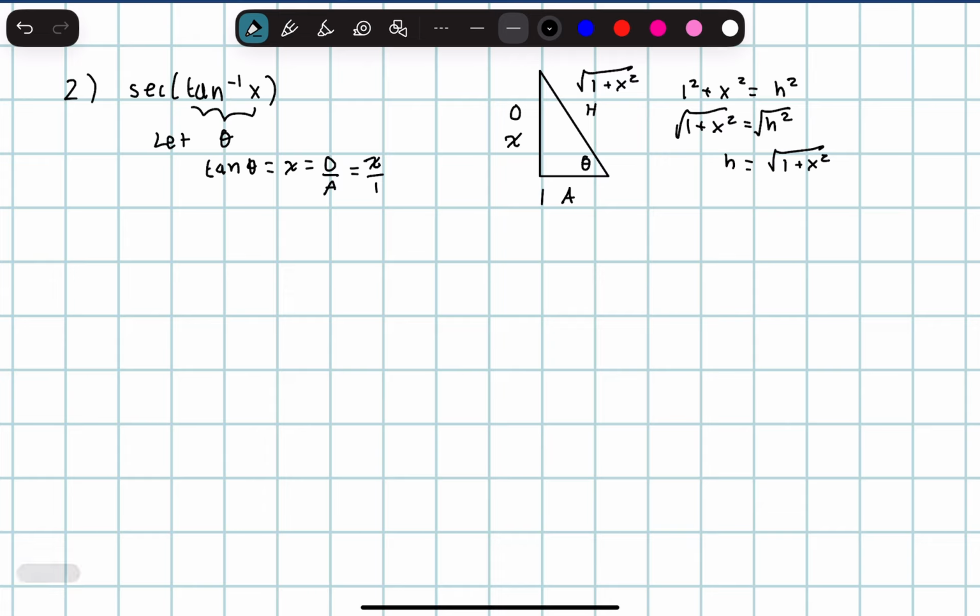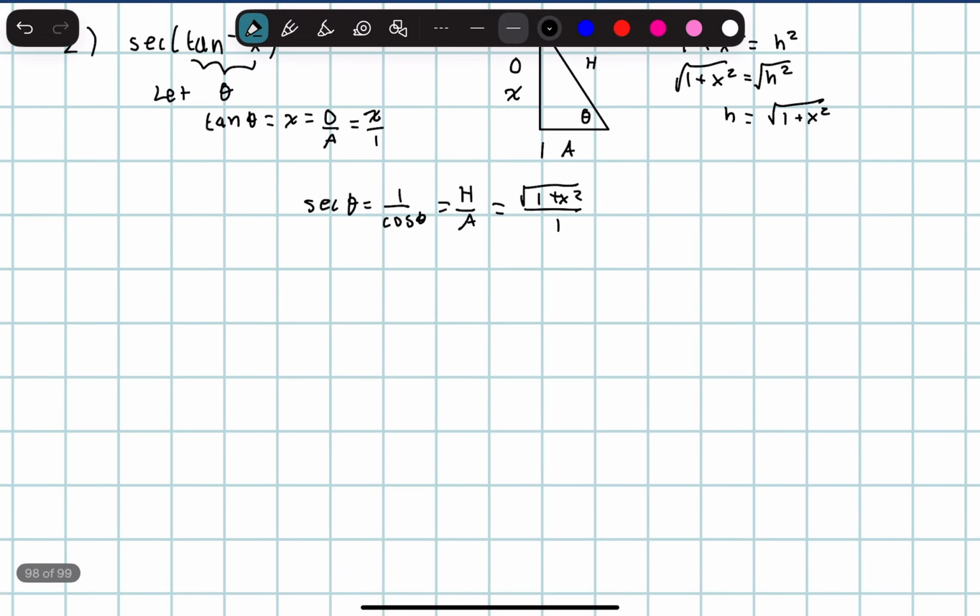Now we're taking the secant of that theta, so we're finding secant theta, which is equal to 1 over cosine of theta. We know it's just the reciprocal of cosine of theta, so it's just hypotenuse over adjacent. So that's going to be the square root of 1 plus x squared over 1. That just simplifies down to the square root of 1 plus x squared, and that is going to be your answer.